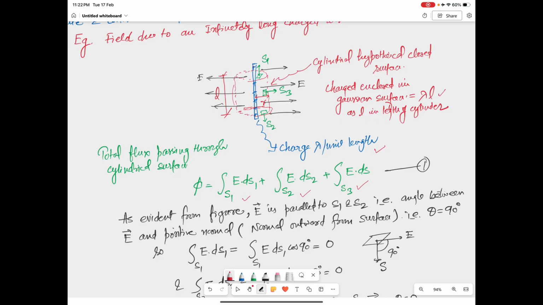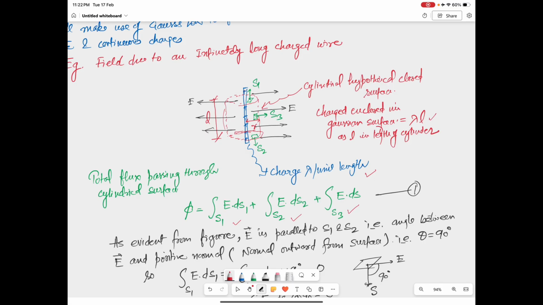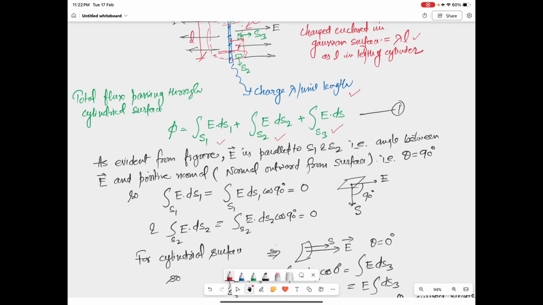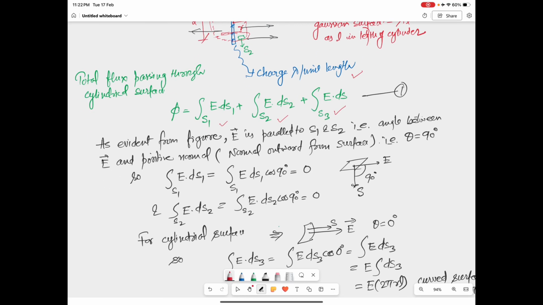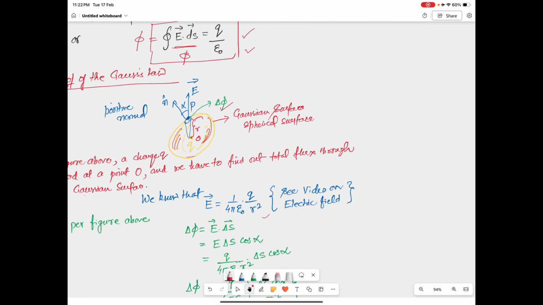Now the fundamental which I explained is E dot dS. Here the electric field is going outward. E is running parallel to S1 and S2. The angle between them will be 90 degrees, and therefore there will be no flux associated with these two surfaces. And this I have explained here also.